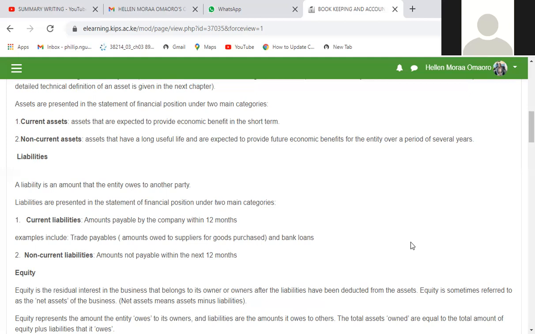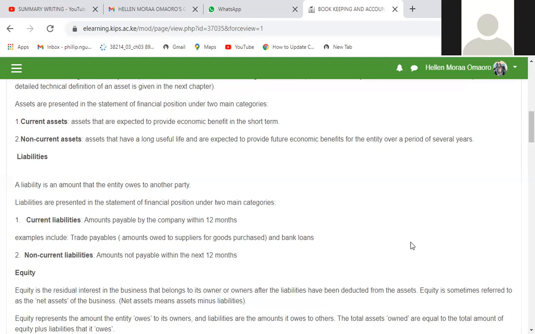Then we have the equity, which is the capital. This is the amount which is contributed by the owner or owners. So they belong to the owner. It is not for the business, it is for the owner. So these are debts which have been given to the business by the owner of the business. In other terms, we call the capital or equity, the owner's contribution.